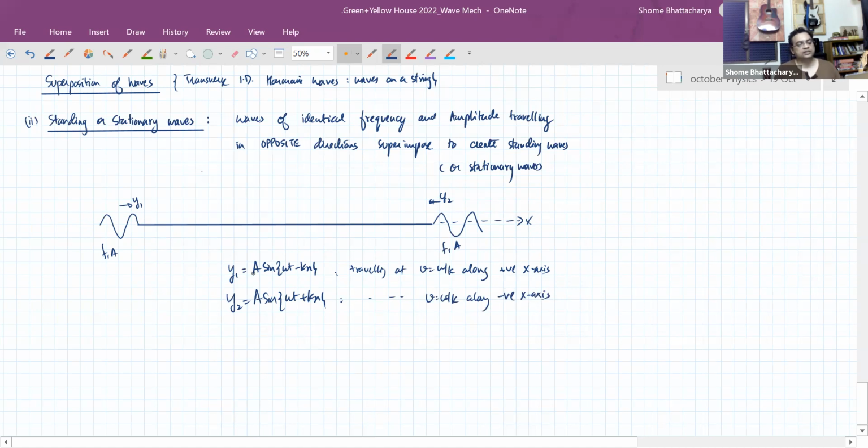Okay, so when these superimpose at some general x, the superposition of y1 and y2 creates a net effect which we can solve very simply by just using the sin A plus sin B formula.